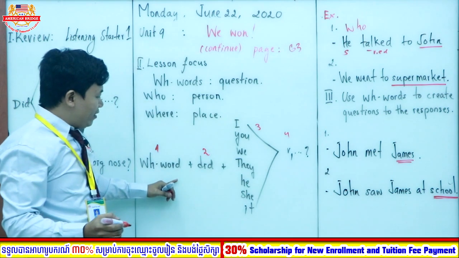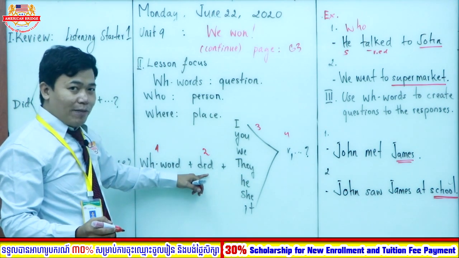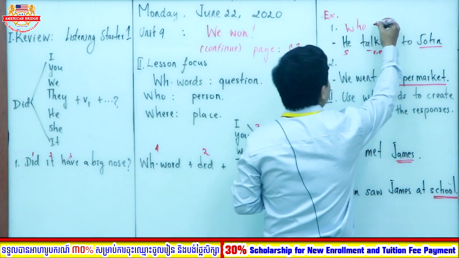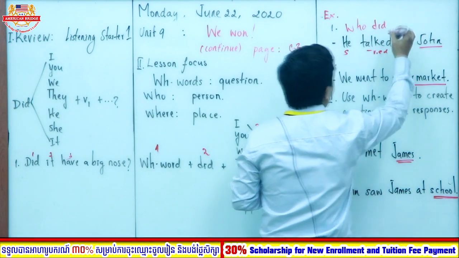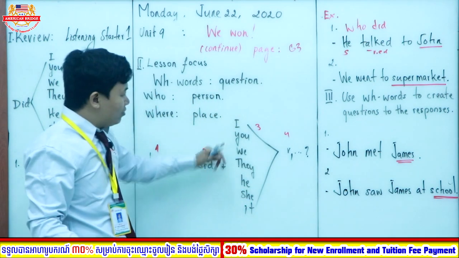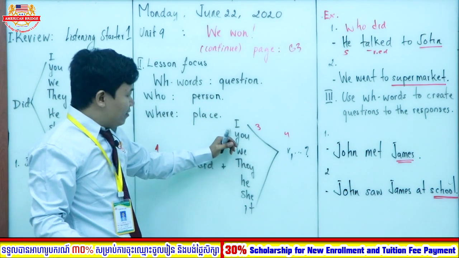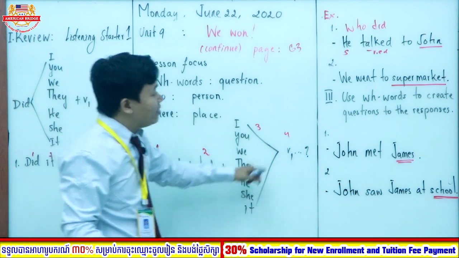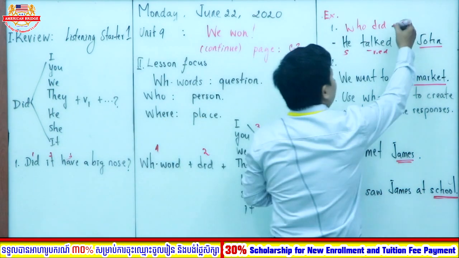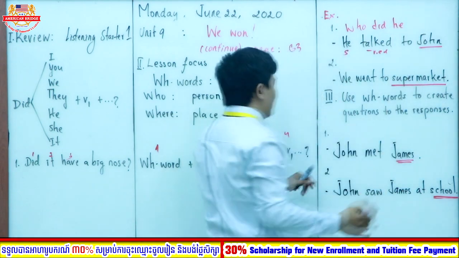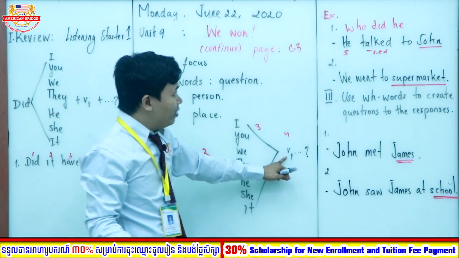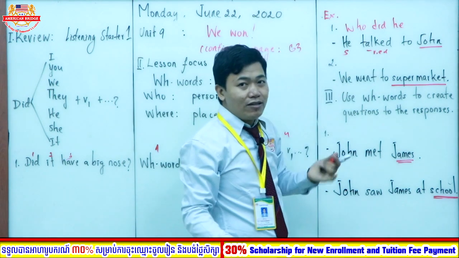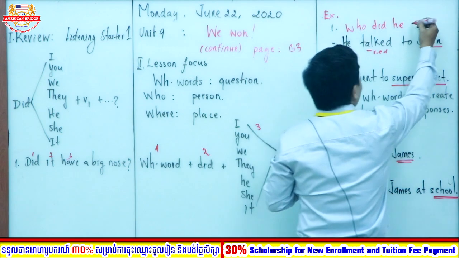Then I need to look at the form again. After who, I put the word did, right? Who did? And then I need to look at subject pronouns: I, you, we, they, he, she, it. He here. So I put he. Who did he? And then verb 1. Verb 1 of the word talked is talk, without ed. So I put talk.